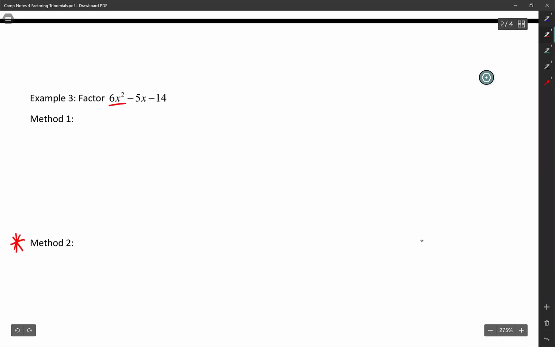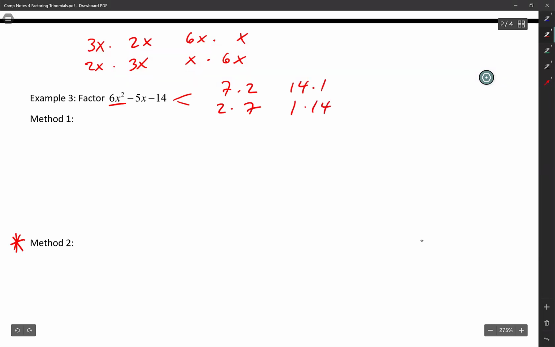For 6x squared, is it 3x times 2x? Is it 2x times 3x? Is it 6x times x? Is it x times 6x? And then for the 14, is it 7 times 2? Is it 2 times 7? Is it 14 times 1? Is it 1 times 14? So with all those options, method 2 is the way to go.